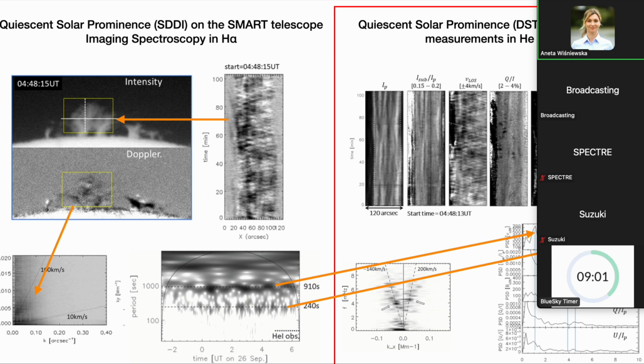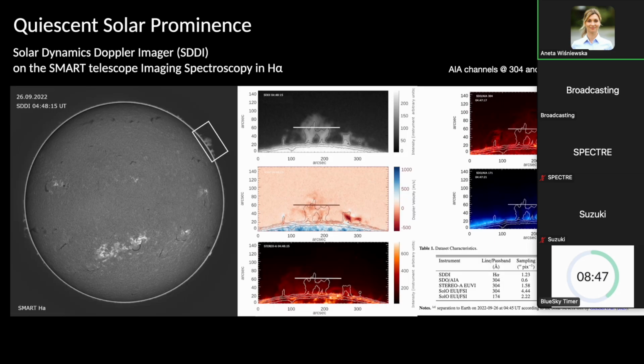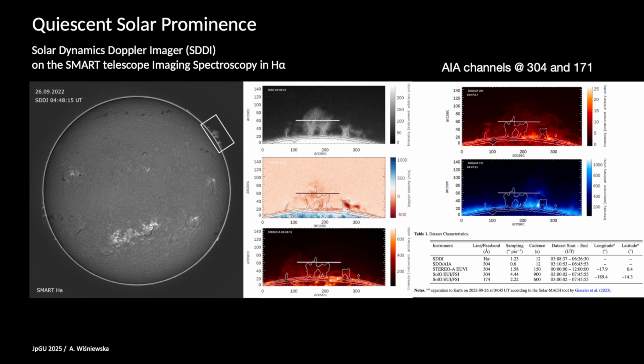these results were very interesting to us. However, the wavelet analysis was limited to a small field of view, marked here on the intensity image by the white slit. Therefore, we wanted to broaden our investigation, using wavelet analysis for the whole field of view of this measurement to localize the dominant period. And what is important, we also included space-borne observations to check for possible correlations between the chromospheric and coronal layers of the prominence.